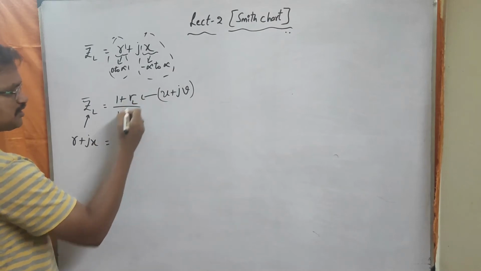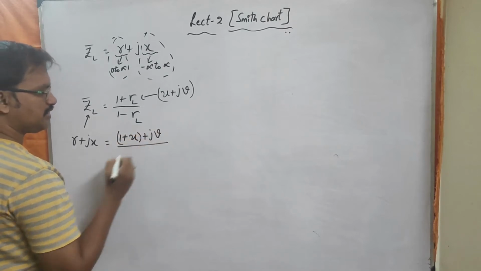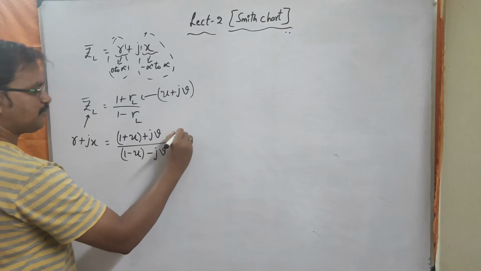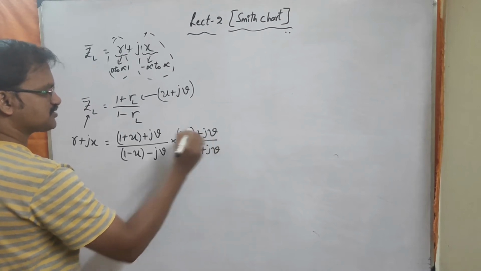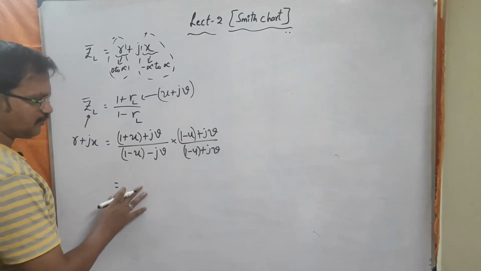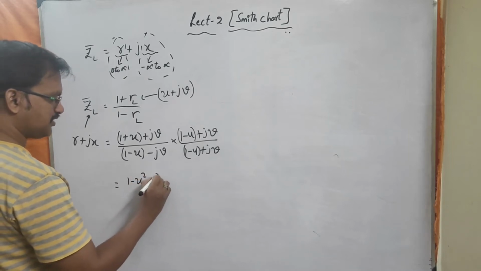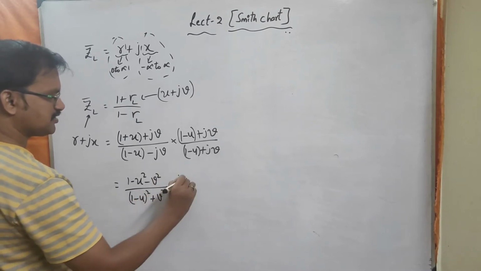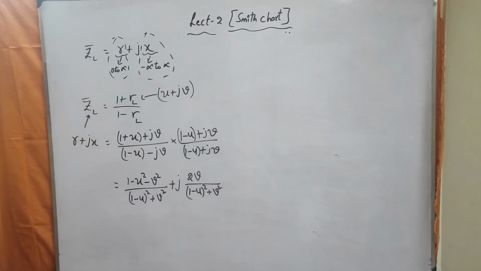Substitute U plus JV in place of gamma L, so we get 1 plus U plus JV in the numerator and 1 minus U minus JV in the denominator. Then we multiply and divide with the conjugate of the denominator. Once we simplify, we get a real part and an imaginary part. The real part is (1 minus U square minus V square) by ((1 minus U) whole square plus V square), and the imaginary part is J into 2V divided by ((1 minus U) whole square plus V square).